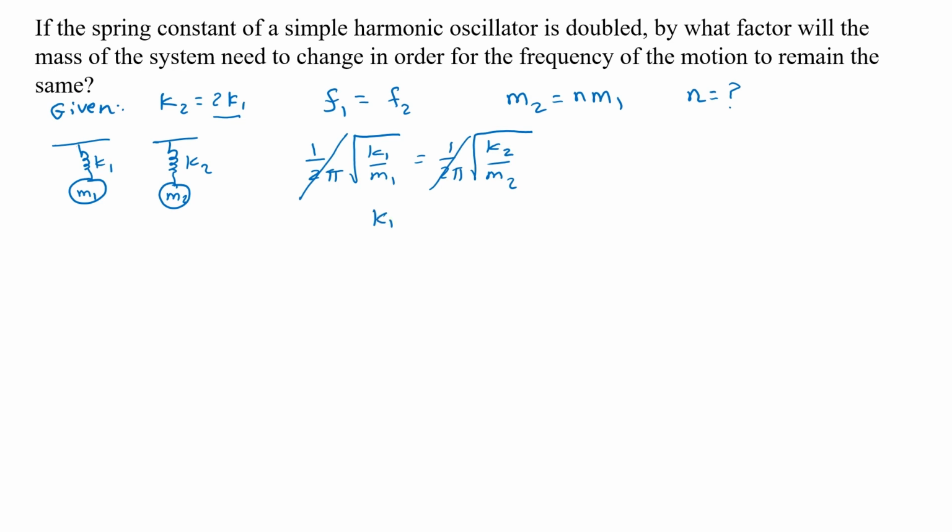Therefore, we have K1 over M1 is equal to K2 over M2. So instead of K2 this time, we can write 2K1. Just substitute K2 by 2K1, it's a given information, and M2 by N M1. So K1 goes with K1, M1 goes with M1. So 1 is equal to 2 over N. Therefore, N is equal to 2.